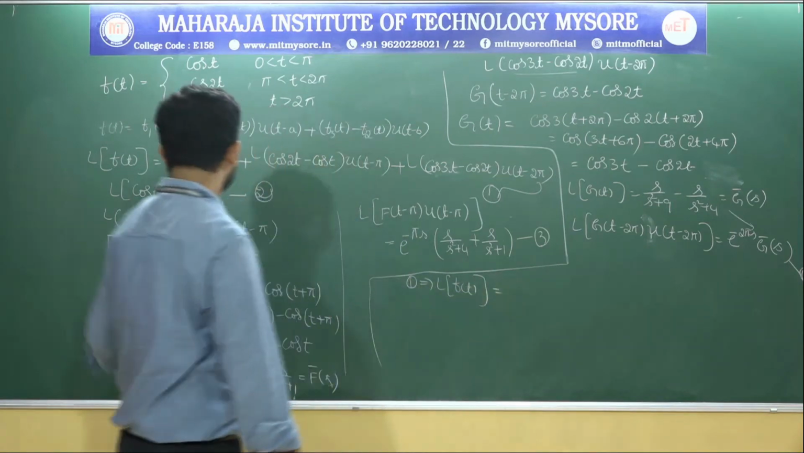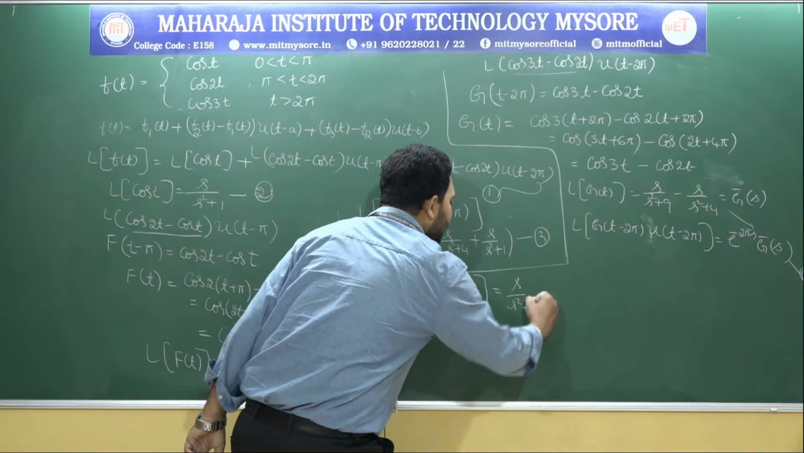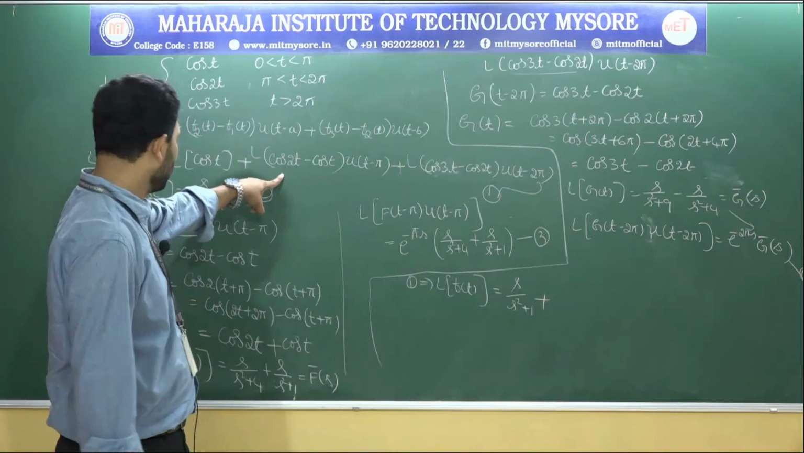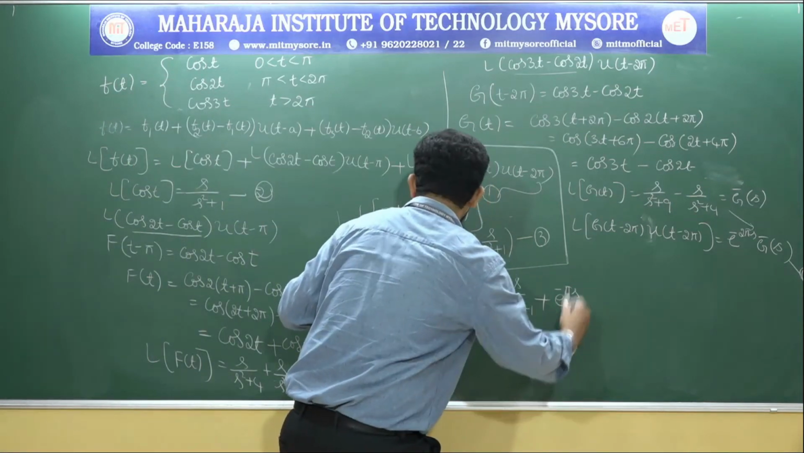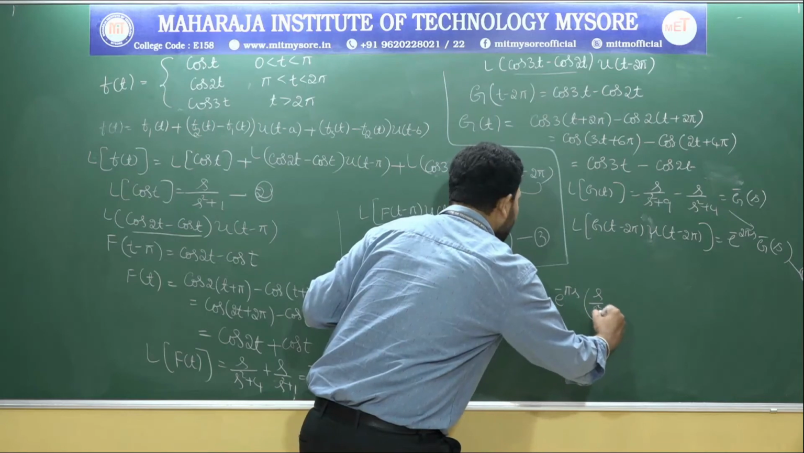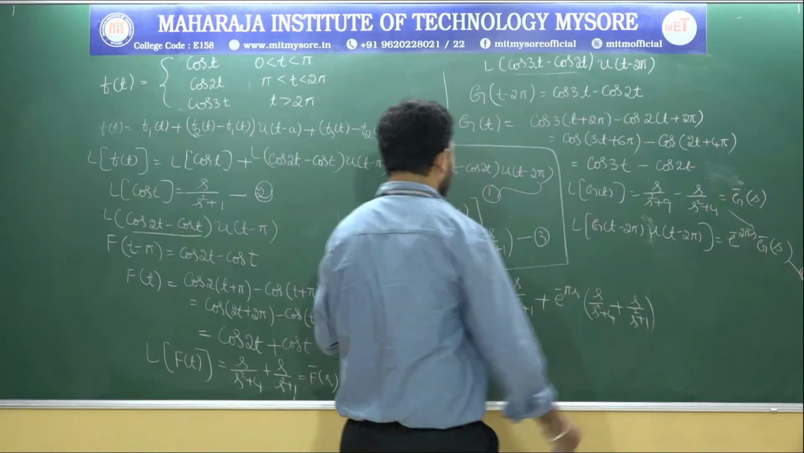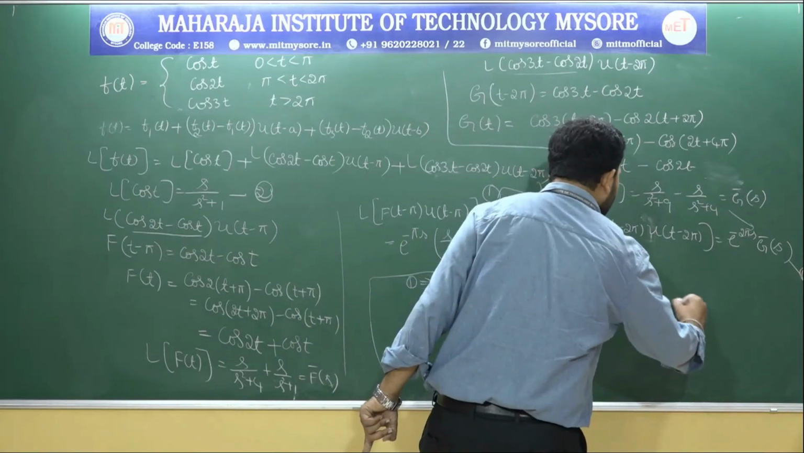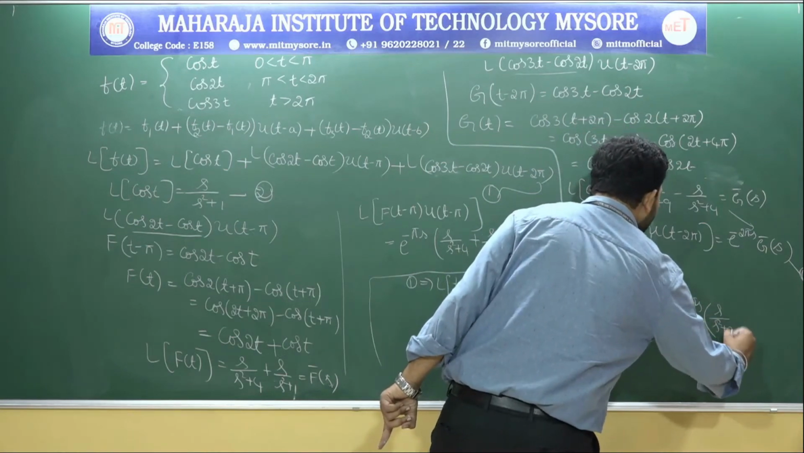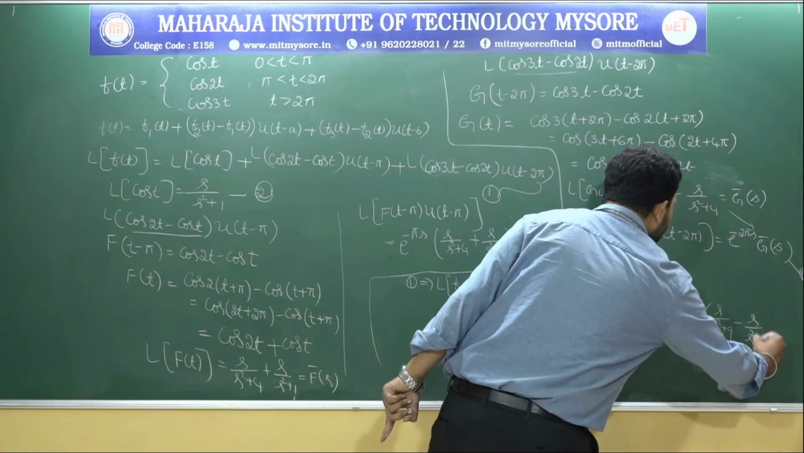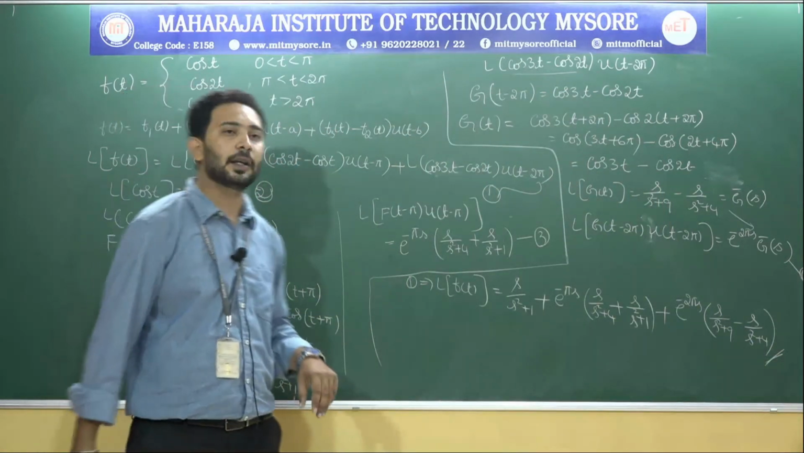Laplace of f of t equals, what is Laplace of cos t? s divided by s square plus 1, by using equation 2. And for this use equation 3. It is e power minus pi s into (s divided by s square plus 4 plus s divided by s square plus 1) plus e power minus 2 pi s into equation 4. It is s divided by s square plus 9 minus s divided by s square plus 4. So this is the result for this particular problem.